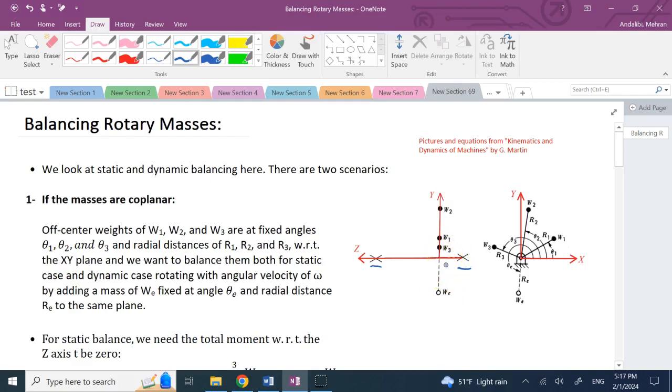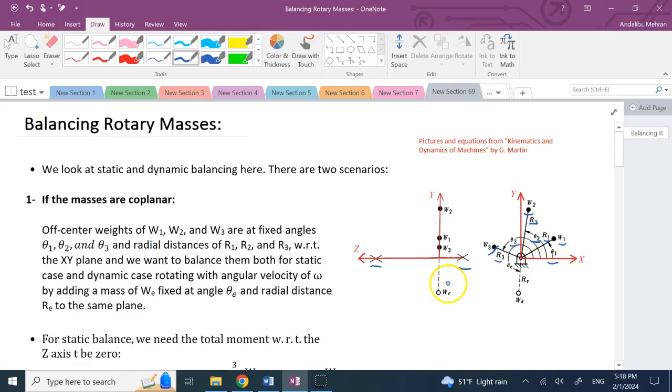easy. So here, instead of one solid object, I represented it by three individual masses or weights, W1, W2, and W3, which are off-center at radial distances of R1, R2, R3, and their angles with respect to some x-axis and y-axis that are attached to the frame are theta 1, theta 2, and theta 3. So this XY frame is attached to the object and is spinning with it.